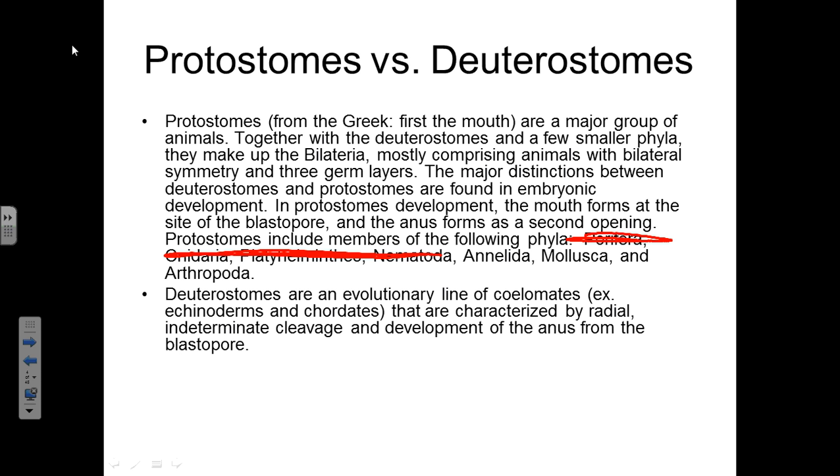Deuterostomes, on the other hand, are what you are. What does deutero mean? Deutero means second. Where have you heard that root before? Deuteronomy, the book of the Bible. Why does it mean second? Because it's not the second book of the Bible, right? What book of the Bible is Deuteronomy? Like Sunday school person tell me.